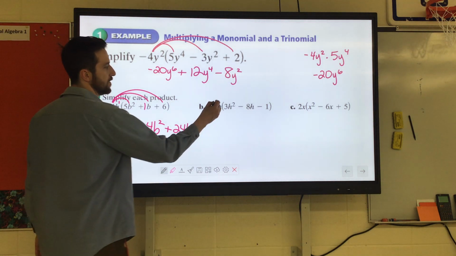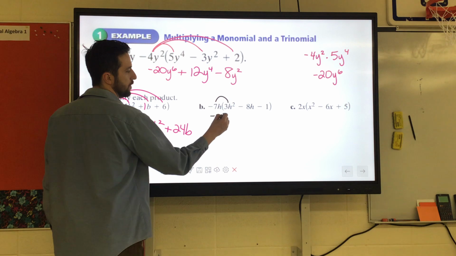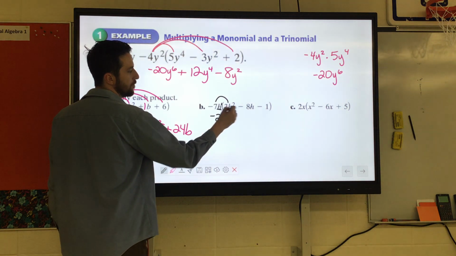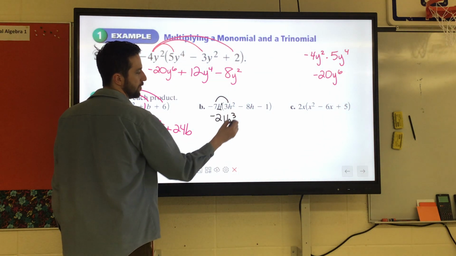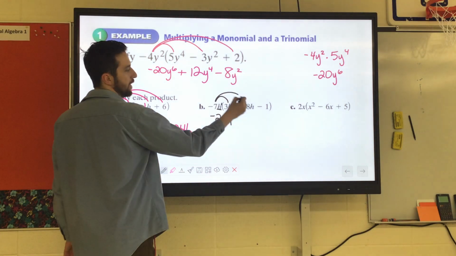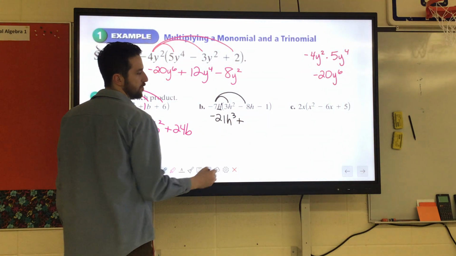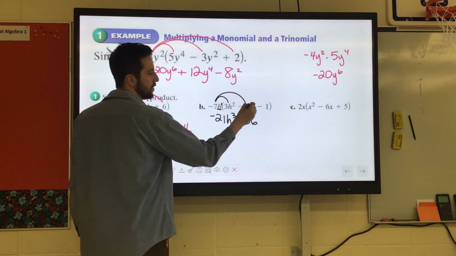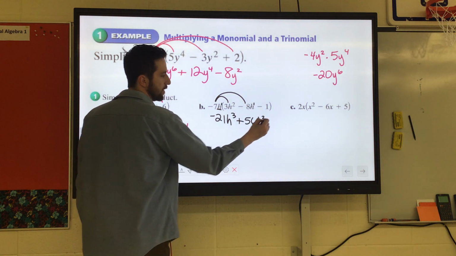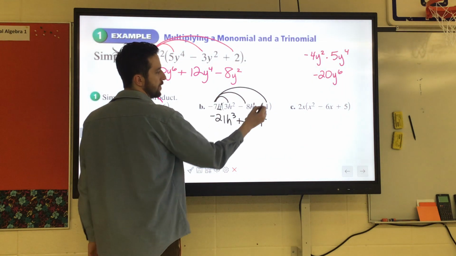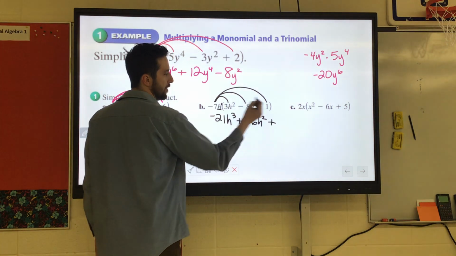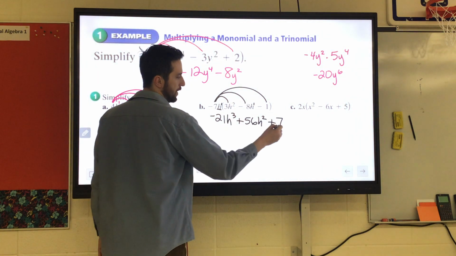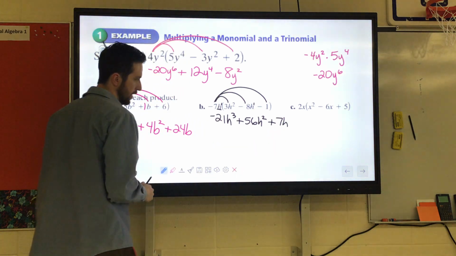All right, negative 7 times 3 is negative 21. H to the first times h to the second is h to the third. Here we have a negative times negative. I know that's going to switch to positive. 7 times 8 is 56. And then h times h is h to the second. Here we have a negative times negative. That's positive. 7 times 1 is 7. And then we had the h to the first.